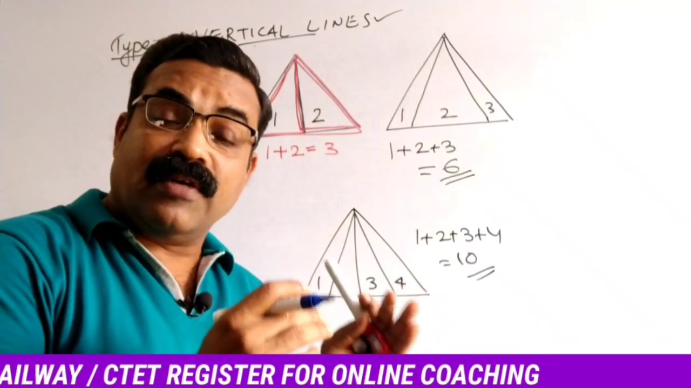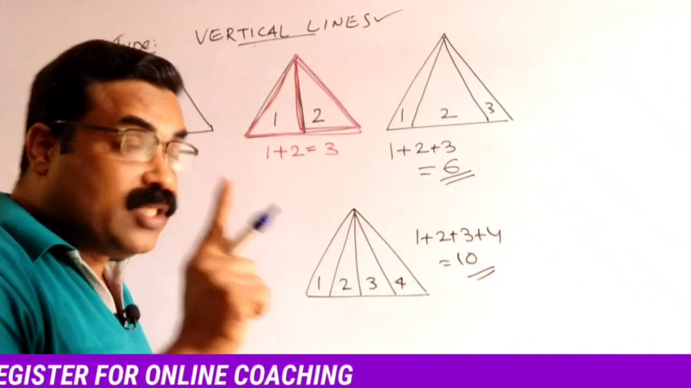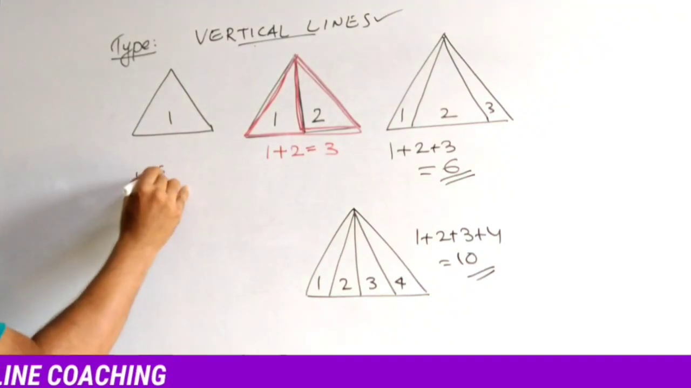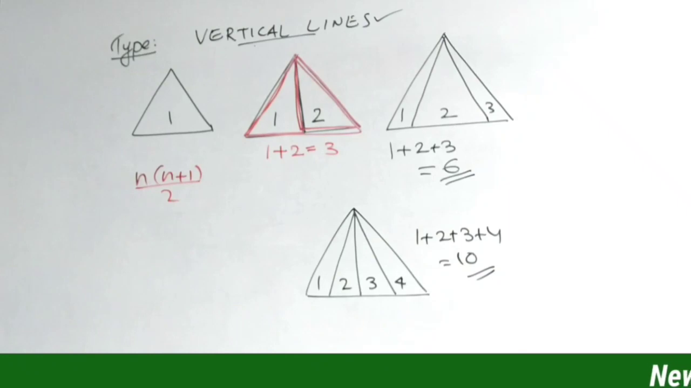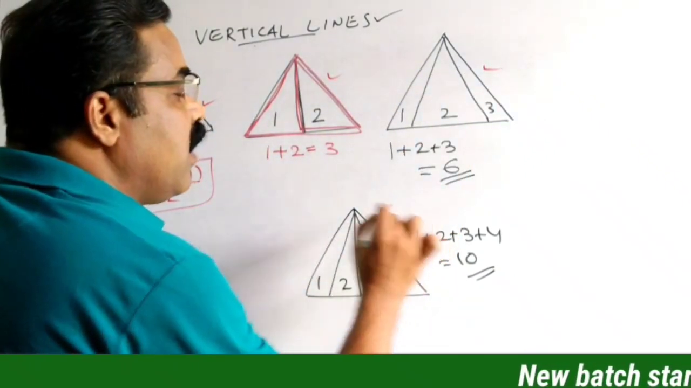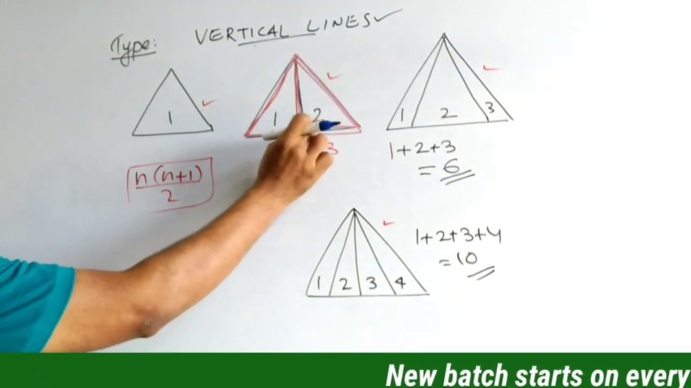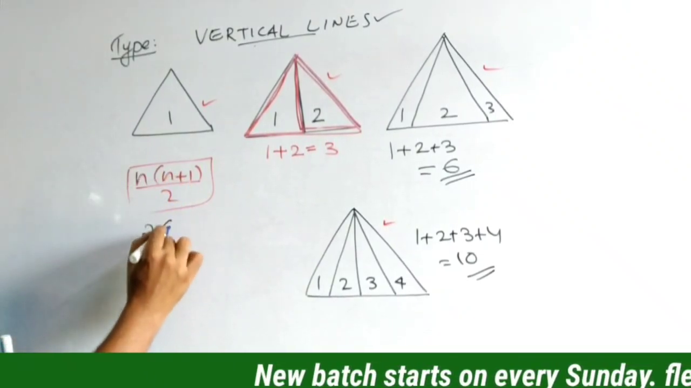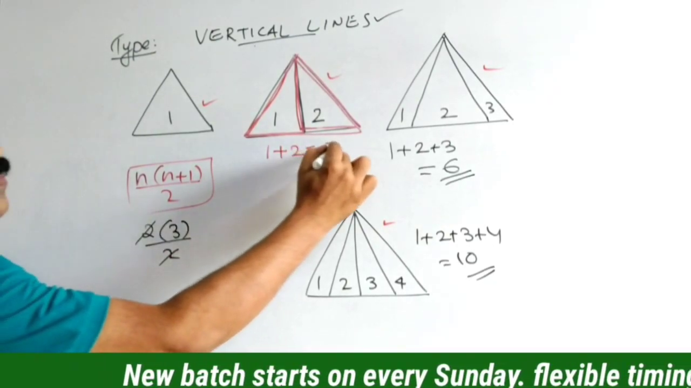So here we will use the formula. Either this way you can count 1, 2, 3, 4, and this is only for vertical lines, or here you can use the formula n into n plus 1 by 2. This formula you can use for any figure like this. For example, let me tell you, here we have n is 2. Maximum number is 2. So put that 2 here. So 2 into 2 plus 1, 3 divided by 2. Cut this 2 and 2. You got the answer 3 here.